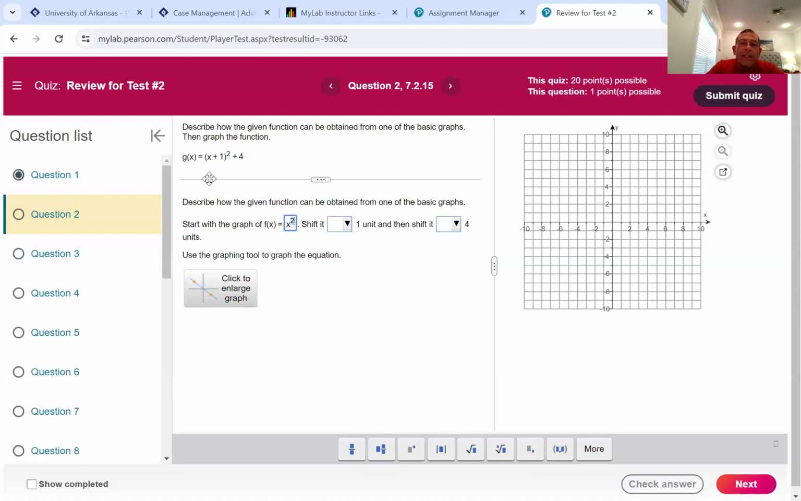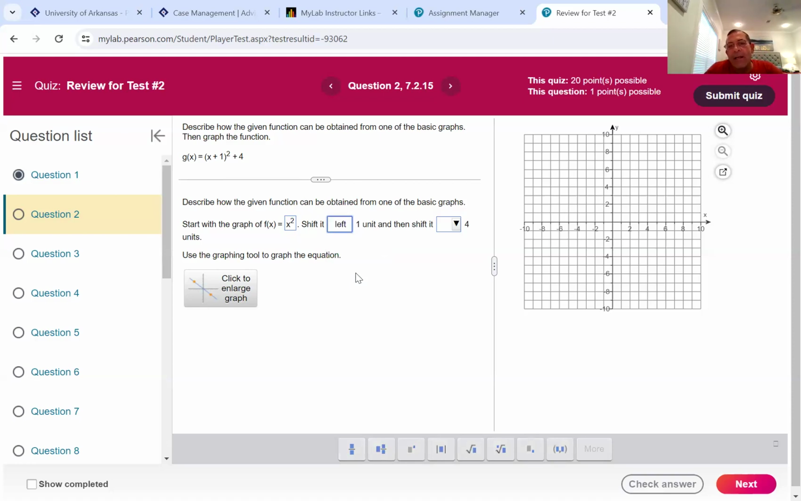Now, the 1 is inside the parentheses with the x. That's either going to go left or right. So remember, this one's backwards from what you think. So by adding 1 to that, it's actually going to make it go left, the 1 unit. So you click the arrow and we'll put in left.